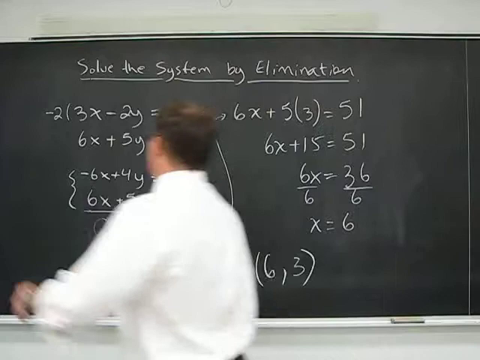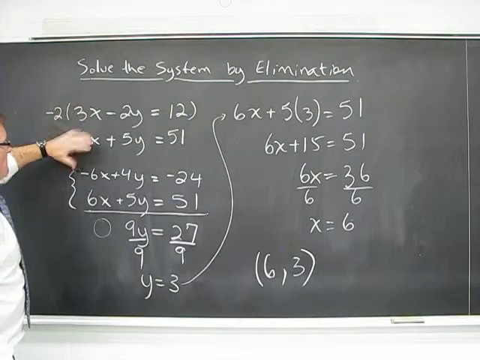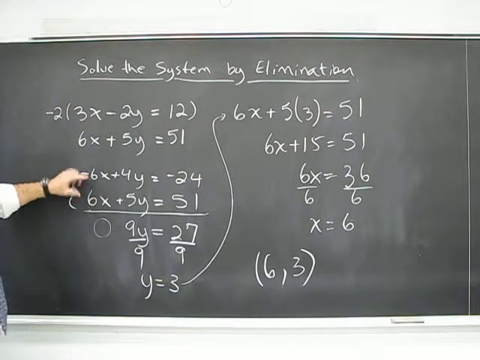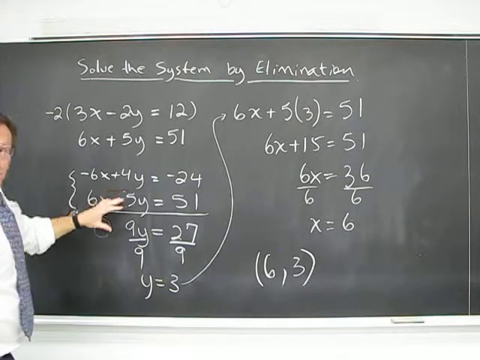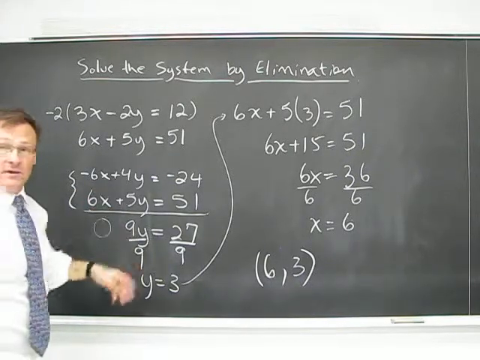So the trick to this is to make the terms match and be opposites from each other so that when we add them together, it's going to eliminate either the x's or the y's, and then we can find the other value.